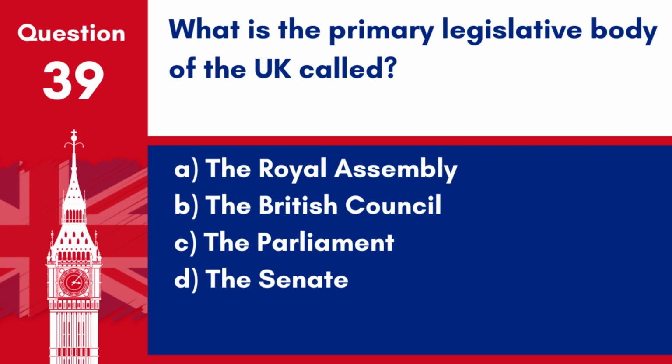NHS. Question 39. What is the primary legislative body of the UK called? A. The Royal Assembly. B. The British Council. C. The Parliament. D. The Senate. Answer. C. The Parliament. The UK Parliament is the supreme legislative body, consisting of two houses, the House of Commons and the House of Lords, alongside the Sovereign.